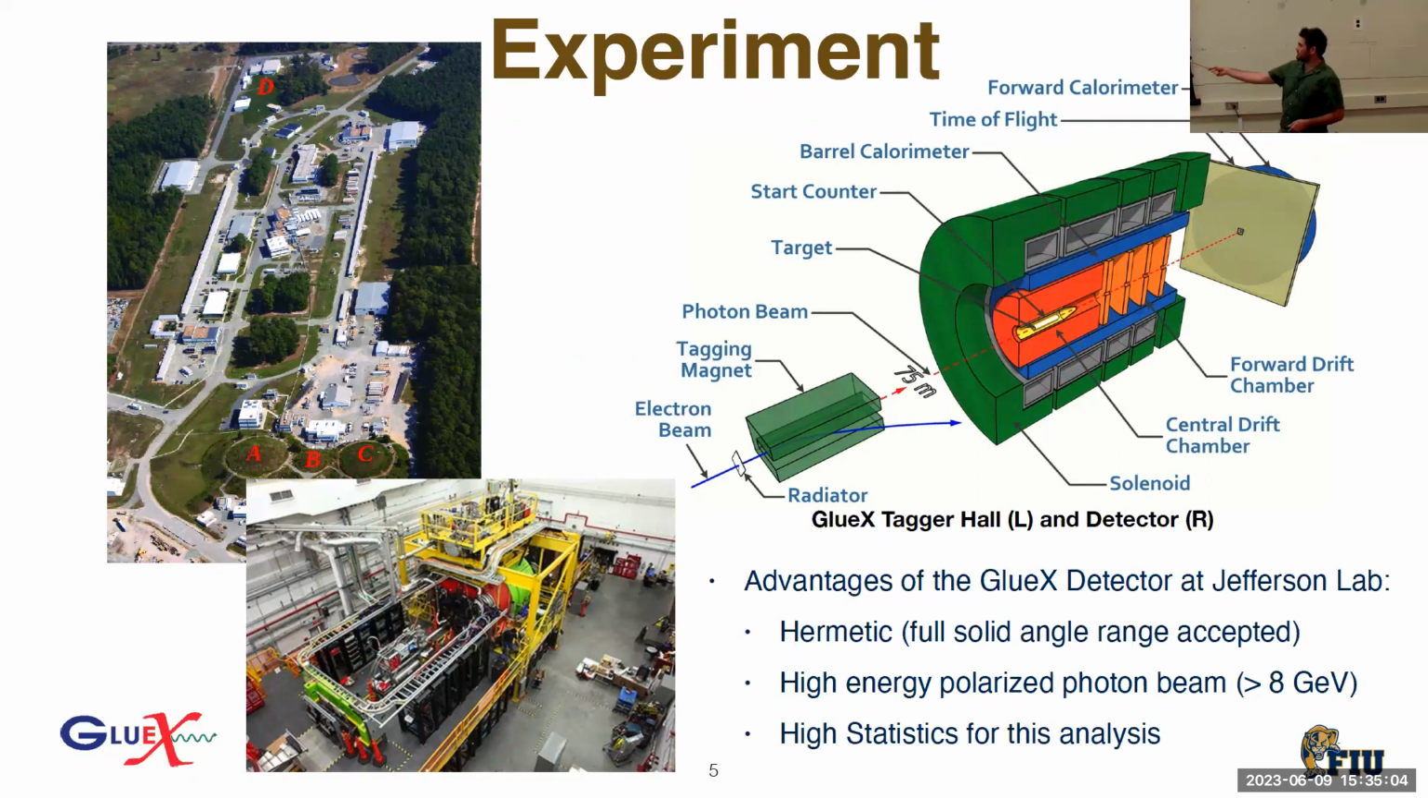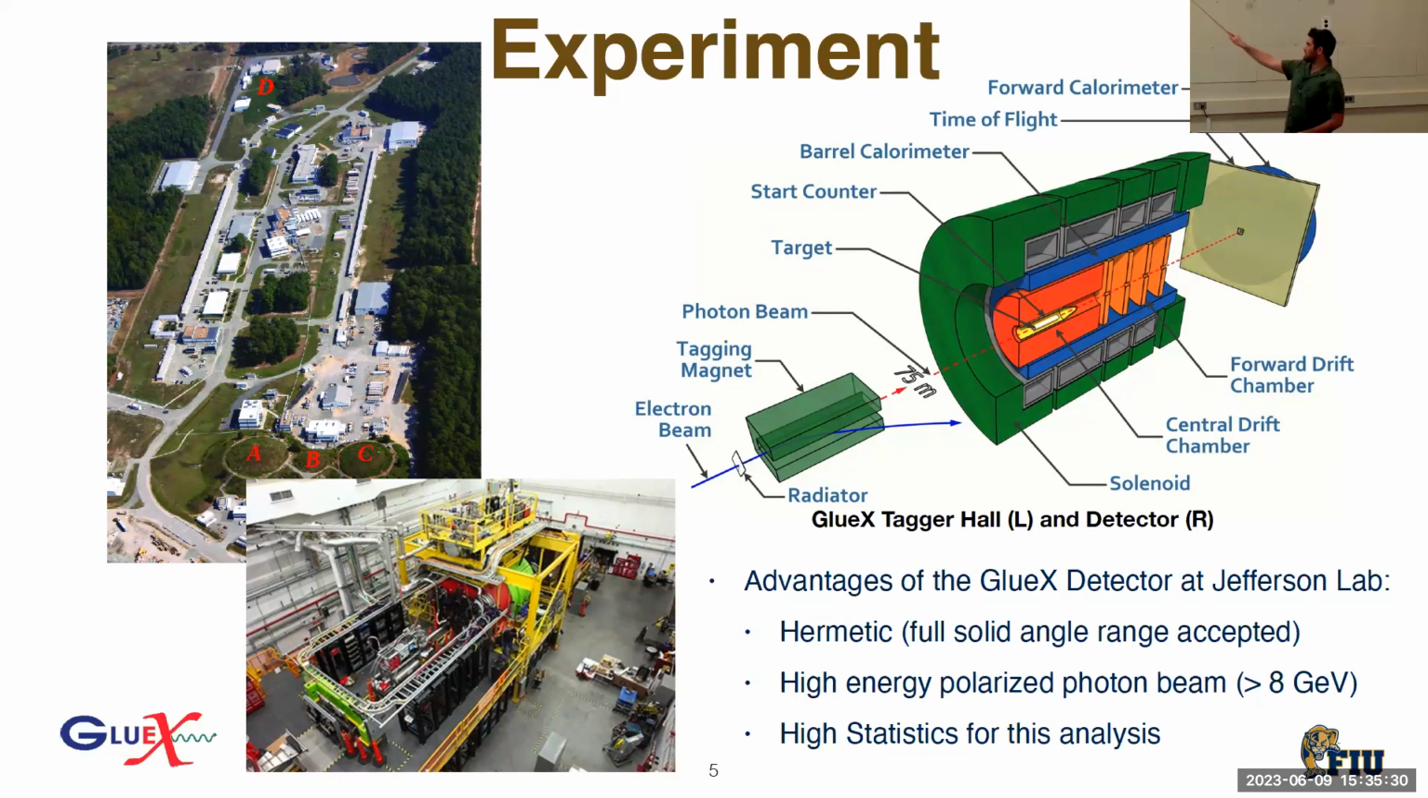So the CEBAF facility launches an electron beam at almost the speed of light. At the target hall, through bremsstrahlung radiation, we emit a linearly polarized photon beam by striking a diamond radiator, and that goes incident on the experimental hall, where we have a liquid hydrogen target. That's where the gamma p goes to eta p kicks in.